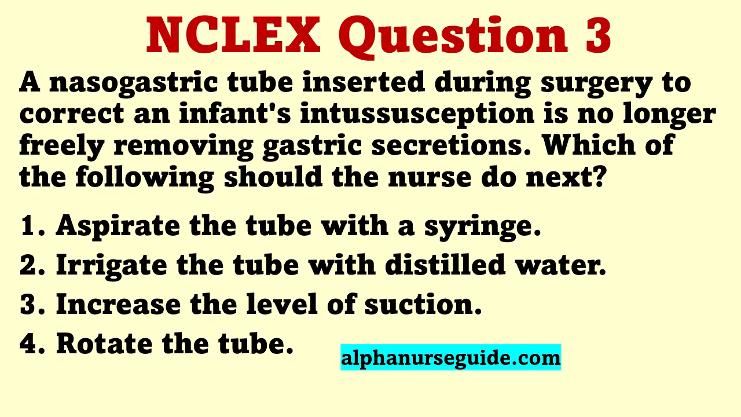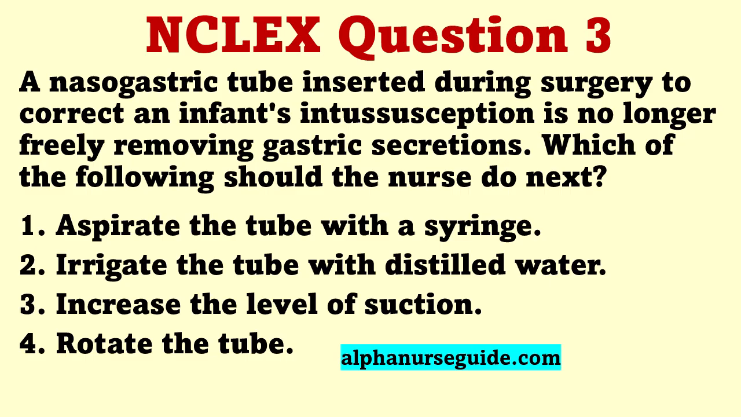A nasogastric tube inserted during surgery to correct an infant's intussusception is no longer freely removing gastric secretions. Which of the following should the nurse do next? 1. Aspirate the tube with a syringe. 2. Irrigate the tube with distilled water. 3. Increase the level of suction. 4. Rotate the tube.